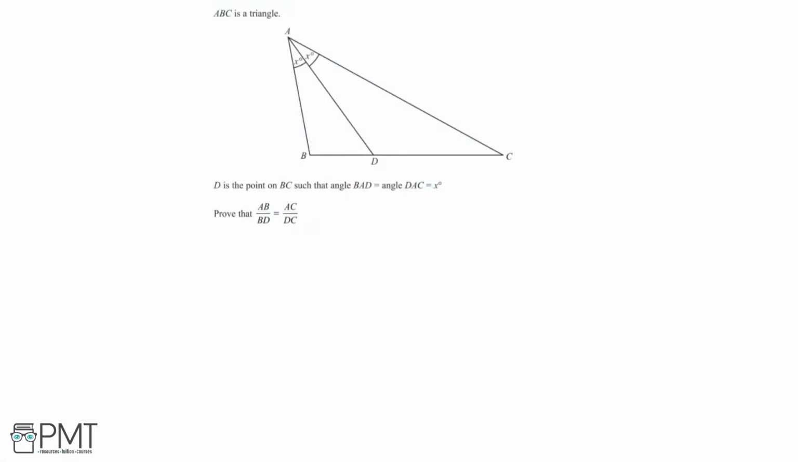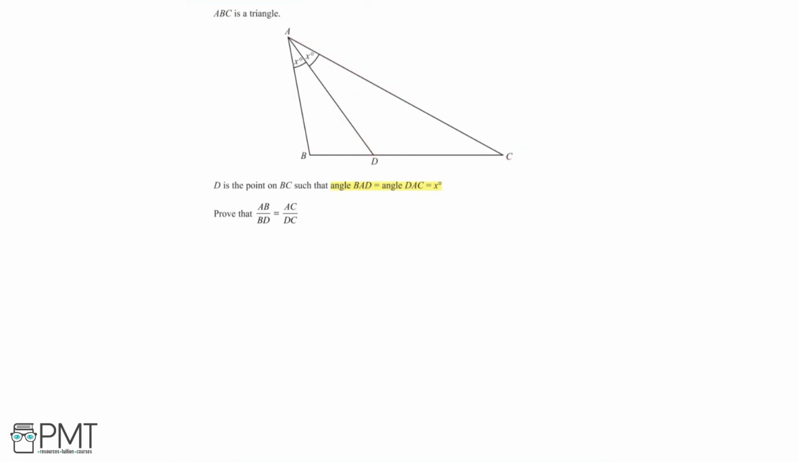In this question, we're told that ABC is a triangle, and that D is the point on line BC, such that the angle BAD is equal to the angle DAC, which is equal to x, and we can see that on our diagram. We need to prove that AB over BD is equal to AC over DC. And so we can focus on each triangle separately. We have triangle ABD and triangle ACD.